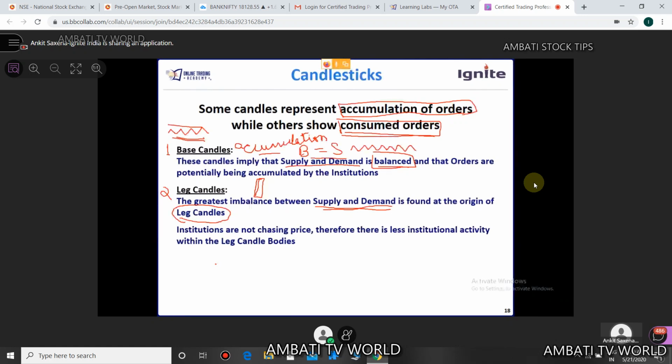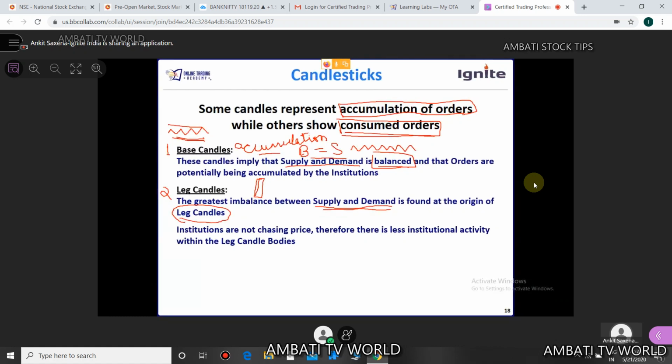Do you think if I put 10,000 quantities, I will be able to move the prices? Not possible, right? Now, if I put 50 lakh quantity into the market, will I be able to move the prices? Yes, right? With 50 lakh quantity, I will be able to move the prices, isn't it?